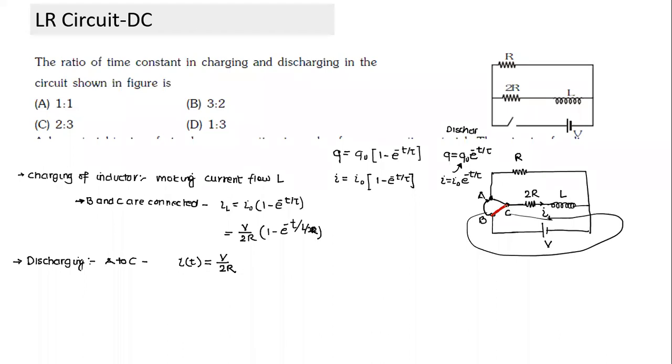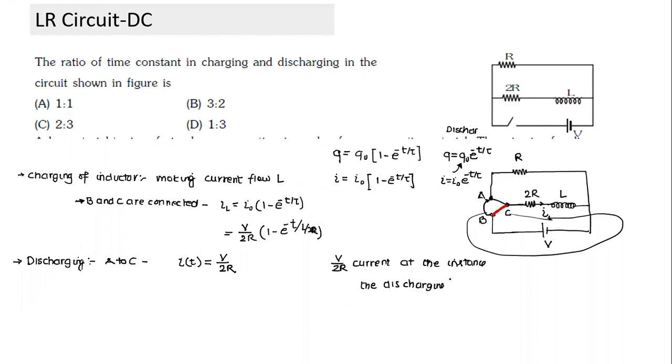Because just before discharging started, what is I naught? I naught will be V by 2R, and the time constant will be with 3R. Yes, very good. So that's what you have to understand. What is I naught? I naught indicates V by 2R, which is the current just at the instant discharging starts, the current at the instant discharging begins. And that's not very surprising.